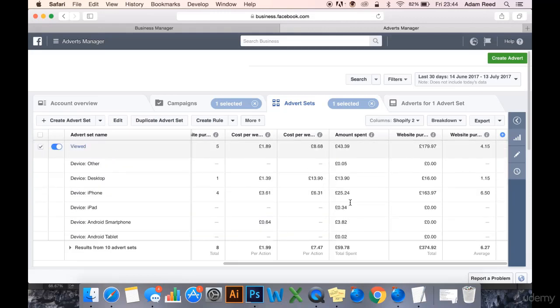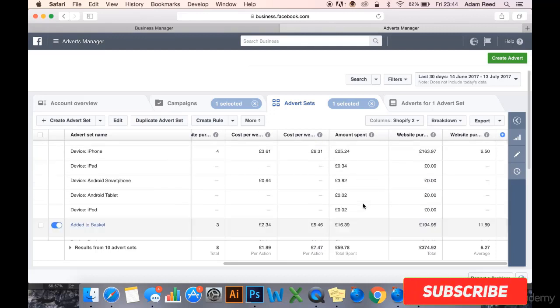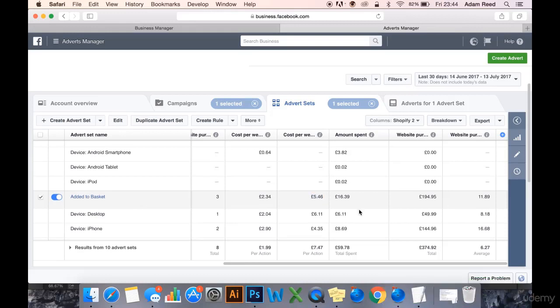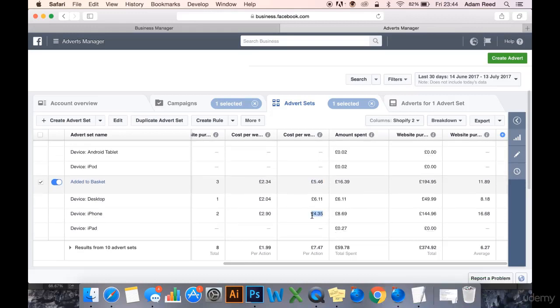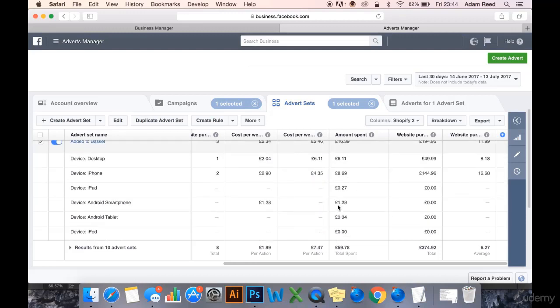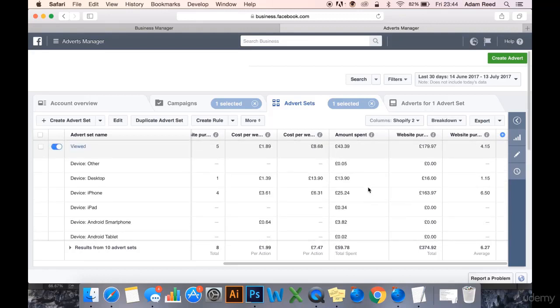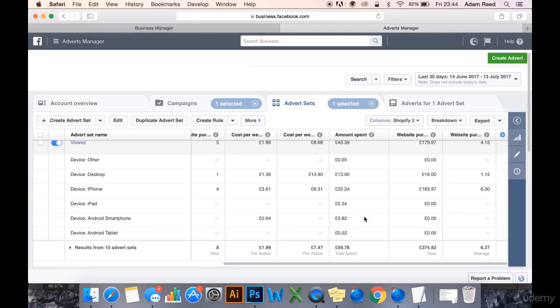And these have such a good return on ad spend. This one, amount spent £43, 180 made. And I'm selling really high ticket products here, £50, £60, £70. And add to basket, £5 per purchase. iPhone is actually £4 per purchase, desktop £6. And just looking at this, I could actually remove Android and just run to desktop and iPhone if I wanted to lower this CPP.